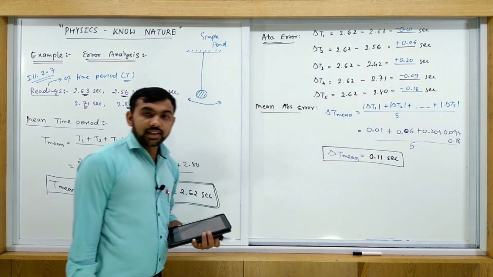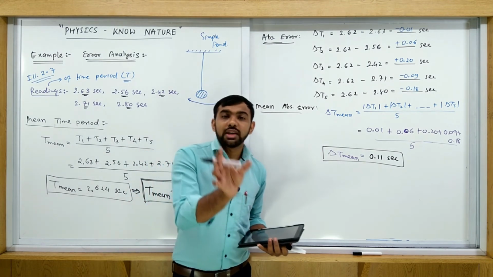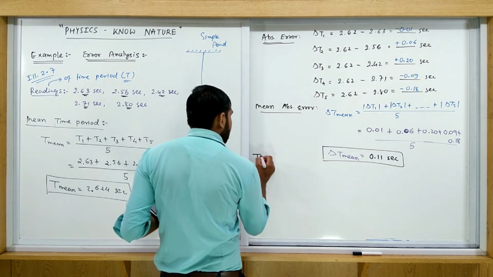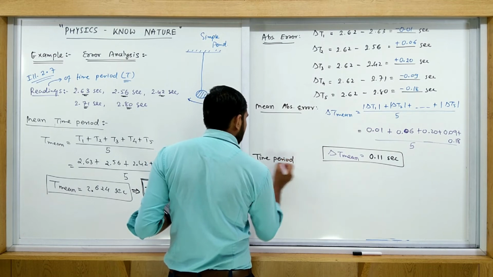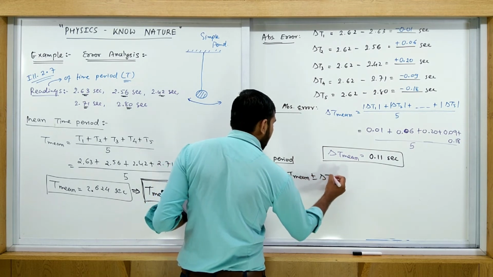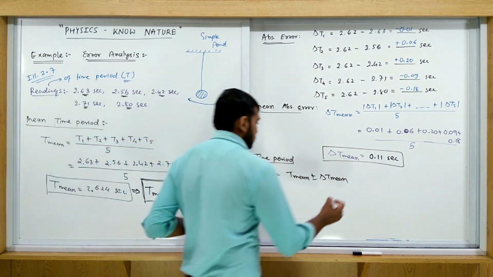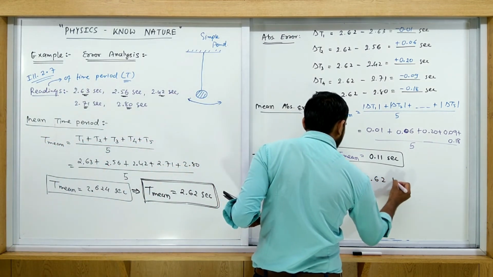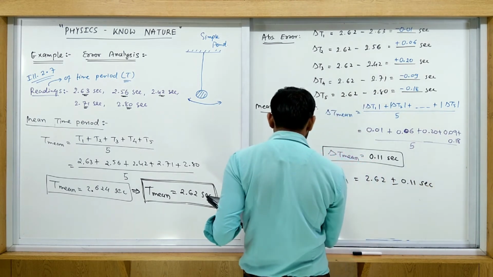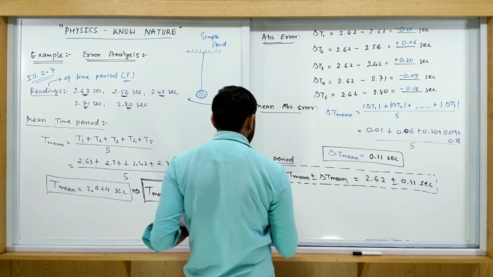How do you write the time period? As we write any physical quantity in this way, A is equal to A mean plus or minus delta A mean, here the time period is written like this: T is equal to T mean plus or minus delta T mean. What is T mean? 2.62 plus or minus 0.11 seconds. So this is one way to write the answer.